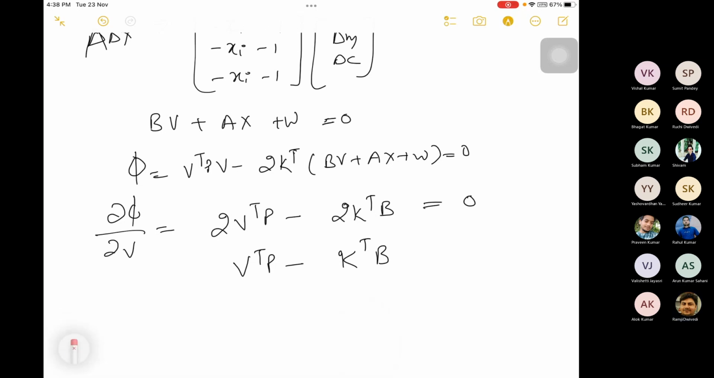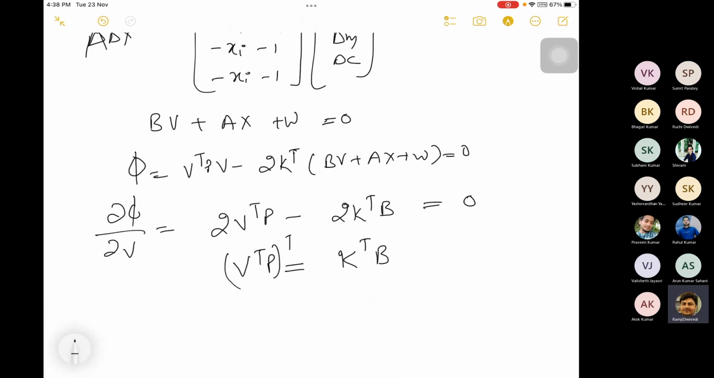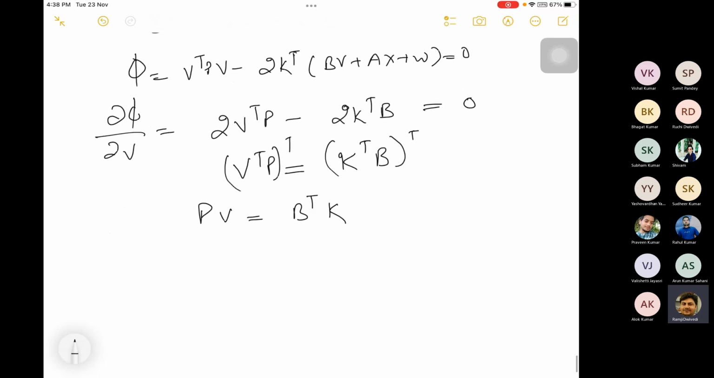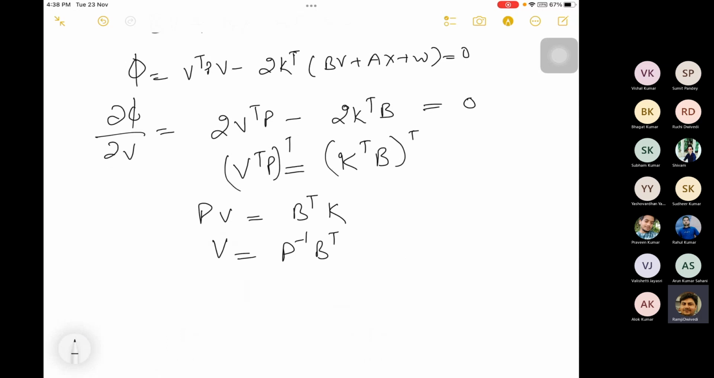Make transpose on both sides. And then you will write PV is equal to B transpose K. And then V is equal to P inverse B transpose K.